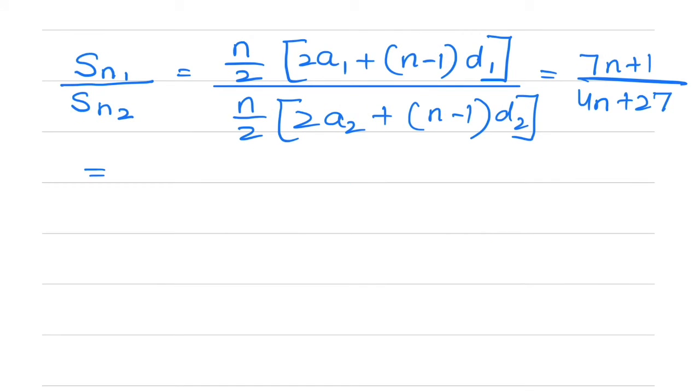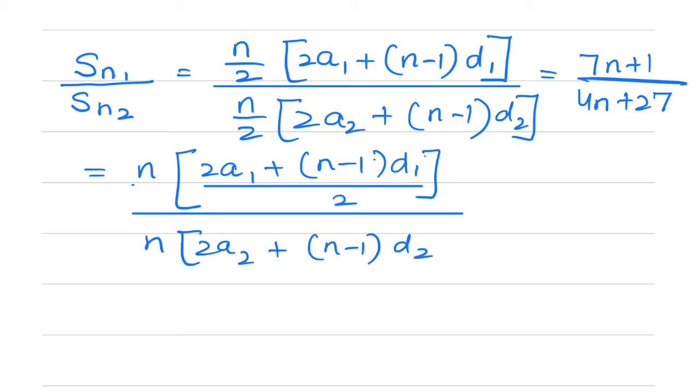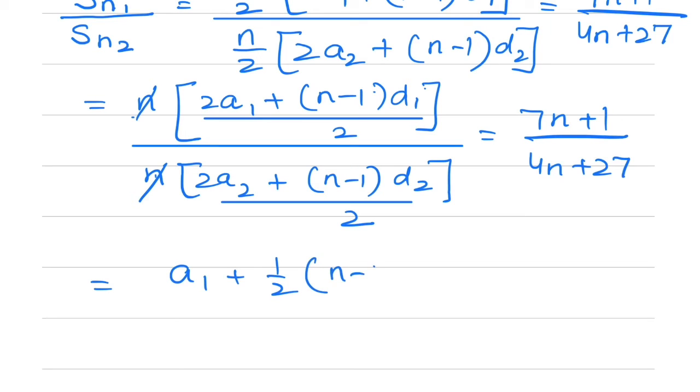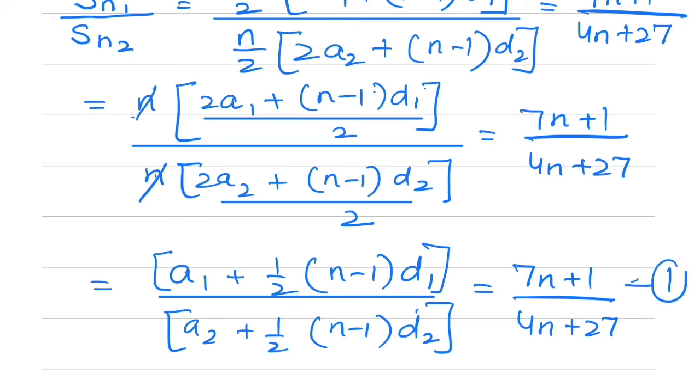Take 1 by 2 inside. So this would be equal to n into twice a1 plus n minus 1 into d1 divided by 2, by n into twice a2 plus n minus 1 into d2 divided by 2, is equal to 7n plus 1 divided by 4n plus 27. n gets cancelled here. A1 plus half into n minus 1 into d1 divided by a2 plus half into n minus 1 into d2 is equal to 7n plus 1 divided by 4n plus 27. Let this be the first equation.